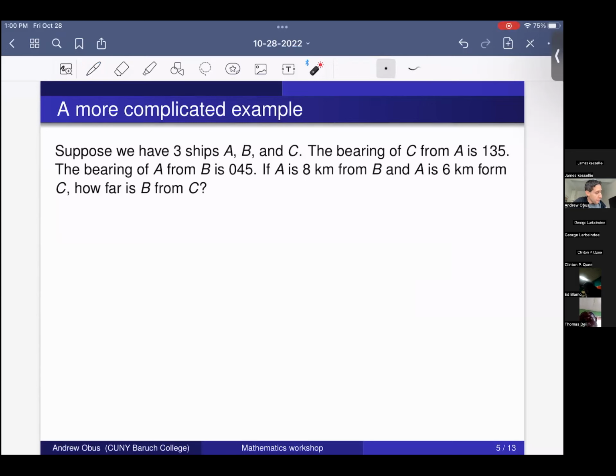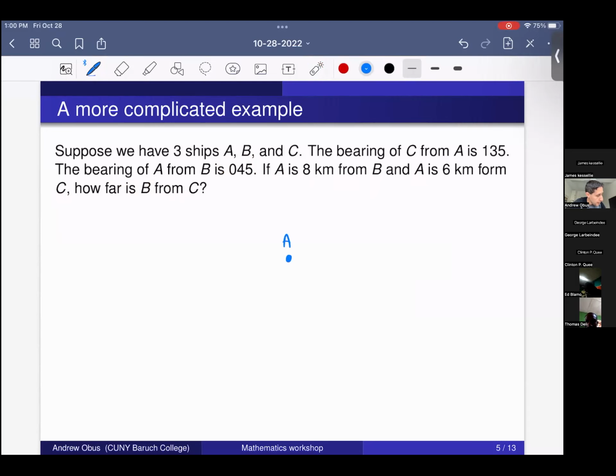The bearing of A from B is 45. And then we give some distances too, right? So if A is 8 kilometers from B and A is 6 kilometers from C, then we need to know how far B is from C. So again, it's complicated when you look at it, so you've got to draw the picture to know what's going on. So I'm going to start with A.